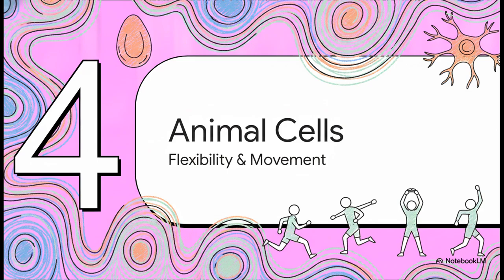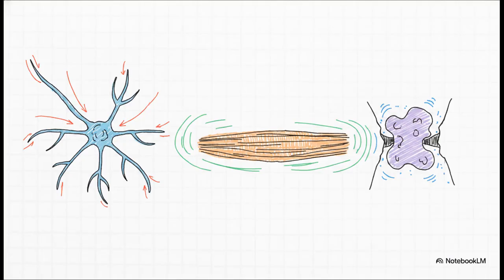Part 4. Animal cells, flexibility, and movement. So let's transition over to animal cells. Why in the world would they completely trade away that powerful rigid cell wall and the amazing ability to make their own solar-powered food? Well, it all comes down to a dynamic, active lifestyle. Animal cells absolutely demand flexibility. Animal bodies depend entirely on movement, rapid communication, and highly specialized tissues.